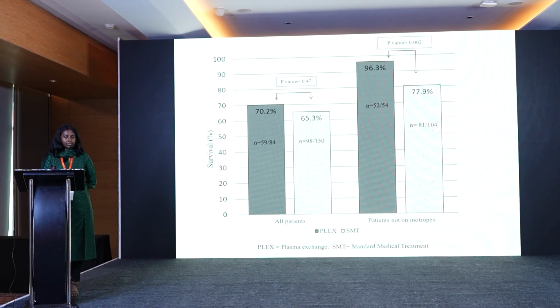This is what I would like to draw your attention to. The first bar graphs are all the patients with HAV-related ALF. Survival was not different, as we can see, it was 70% versus 65.3%. However, when we look at the group on the left side, that is, the hemodynamically stable group, 96.3% survival with plasma exchange as compared to 77% with standard medical treatment, with a significant p-value, was noted in this study.